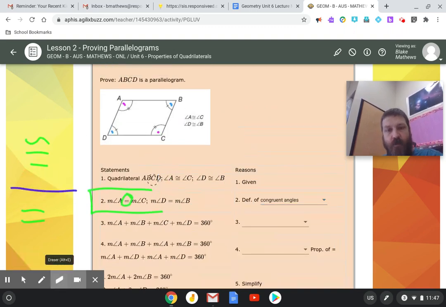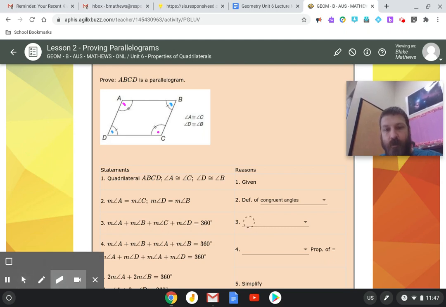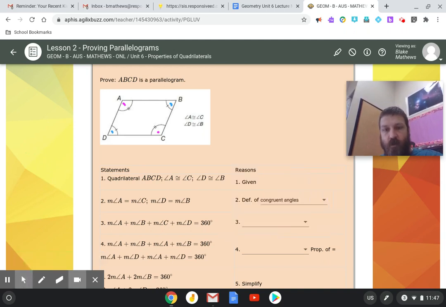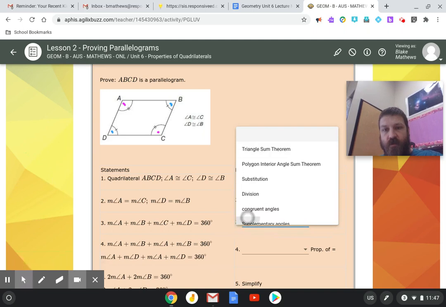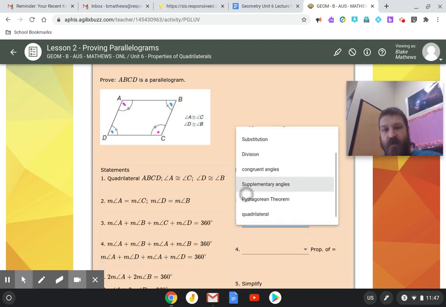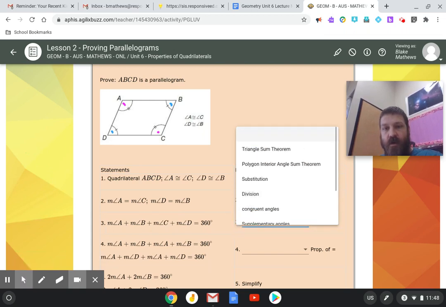It says angle A plus angle B plus angle C plus angle D equals 360. Well, that's just plain and simple. Let's look through here. What do we think? Well, it's got to be something about the angles being added together. There's angle, but that's not a theorem. So let's keep looking. Oh, there it is.